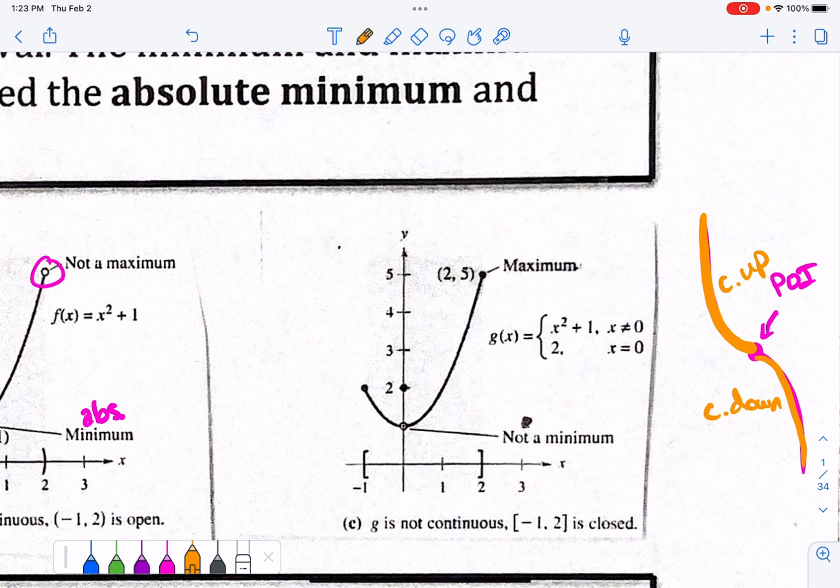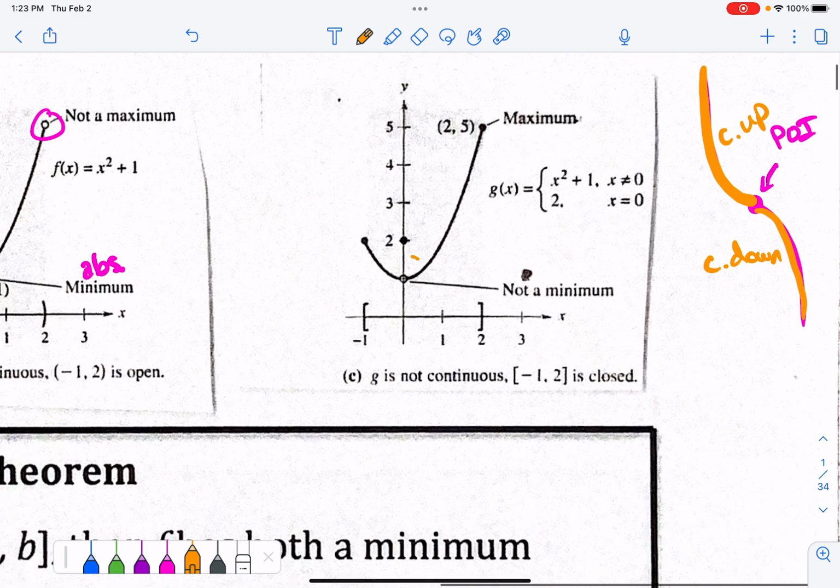Okay, here we go. This one is not a min because it has an open circle. This is a max. This is an absolute max. This dot right here is a relative max. Write this down. Relative max here, absolute max here. We have no minimum at all.